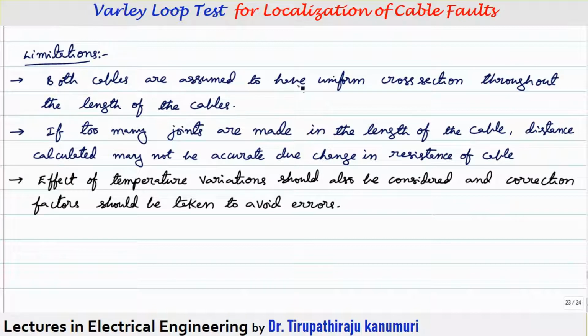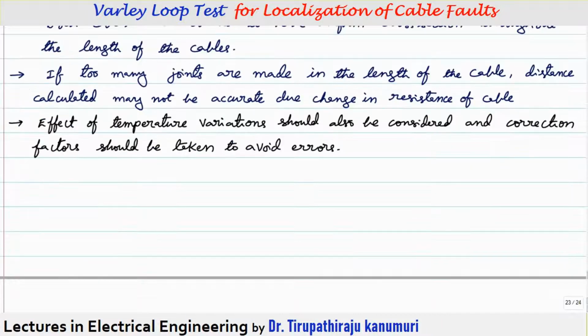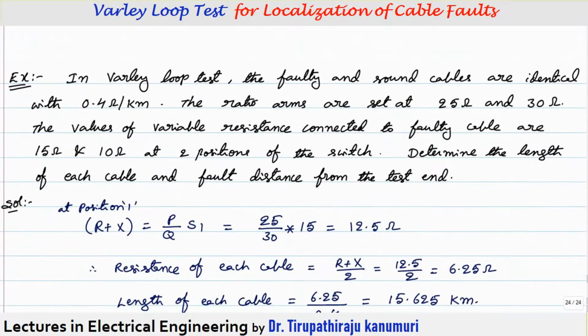So both cables are assumed to have uniform cross section throughout the length of the cable. It may not be true practically. For example, if too many joints are made in the length of the cable, wherever the joint is made, at that point the resistance will increase. So because of that, the resistance per unit length based calculation may not give the accurate result. So that will be the disadvantage. If few joints are there, it is not going to affect the result much. If more joints are there in the cable, that is going to affect the result obtained. And the next one, effect of temperature variation should also be considered, and correction factor should be taken to avoid any errors. So let us take one example to understand this method completely.